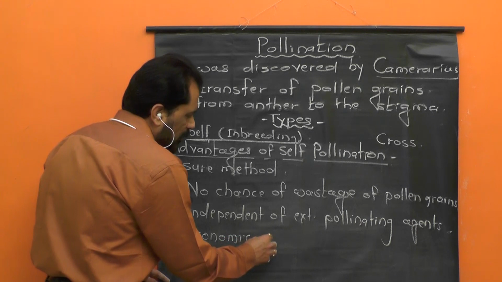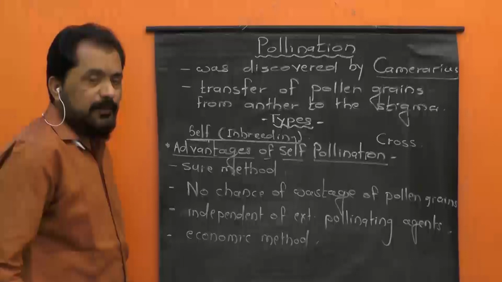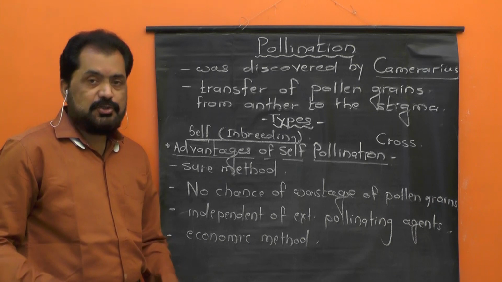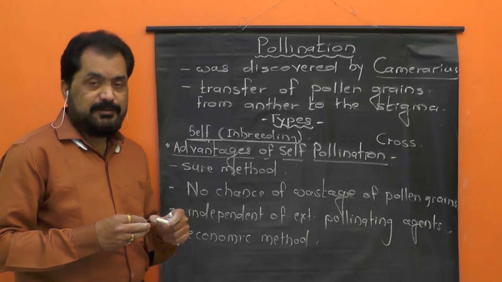Fourth, we can say that self-pollination is an economic method. Economic method in the sense that here the flowers or that plant does not have to produce different devices to attract the insects or birds, such as large showy flowers, or we can say nectar or scent, that is a fragrance, etc.